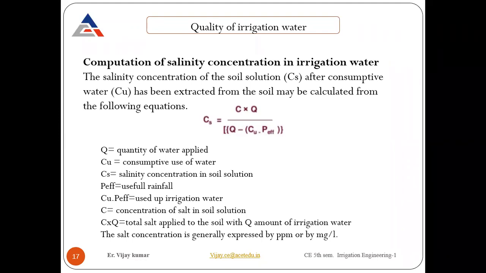C_s represents the concentration of salt content. C stands for concentration of salt here, and consumptive use is Cu. That's how you can calculate the value. A 2-marks question may be asked in your paper related to this. C will be given, Q will be given, and directly you have to put the values into the relation and you will get your answer. So you can calculate salinity by using this.